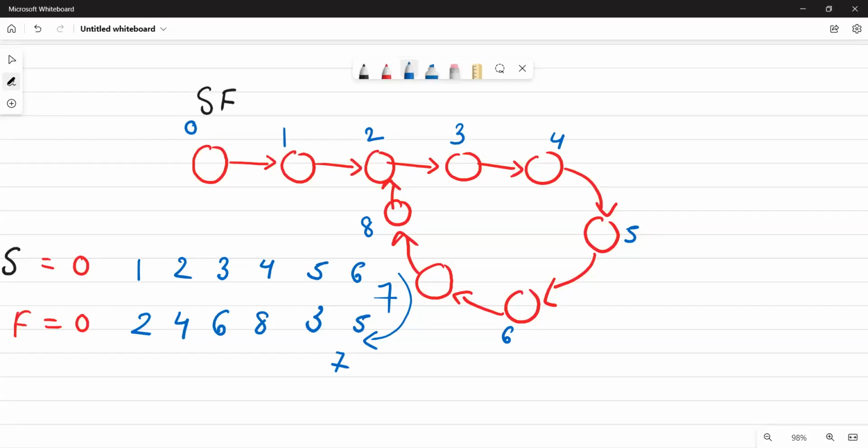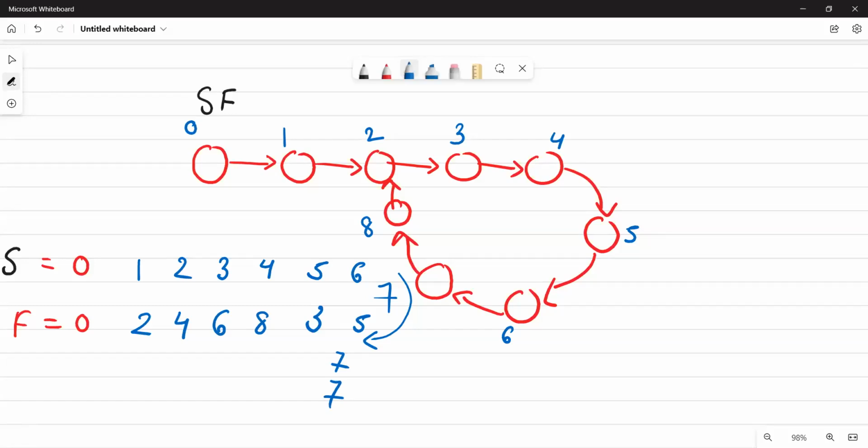And fast will be at 7. Yeah, right, 7 only. So both met, right? So if they are in a loop, it is for sure that slow and fast are going to meet at some point. Are you getting this?